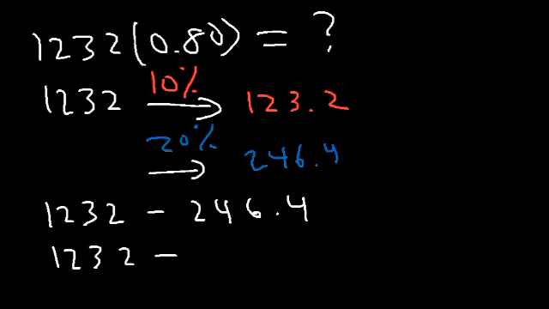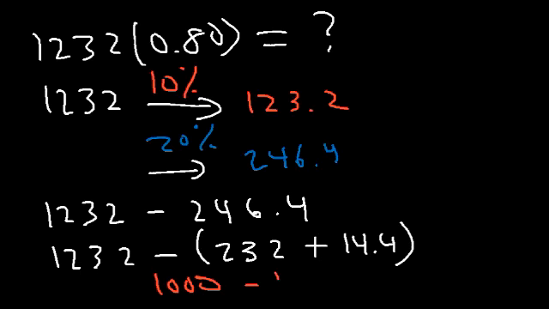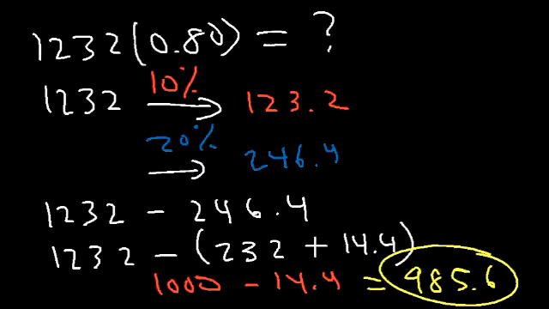And 246.4 is basically 232 plus 14.4. Now 1232 minus 232 is 1,000. And 1,000 minus 14, that's 986. And if you subtract 0.4 from 986, you should get 985.6. And if you take your calculator, if you type in 1232 times 0.8, you should get the same thing, 985.6. So what I'm doing is showing you different techniques in which you can calculate the answer, hopefully mentally as well.